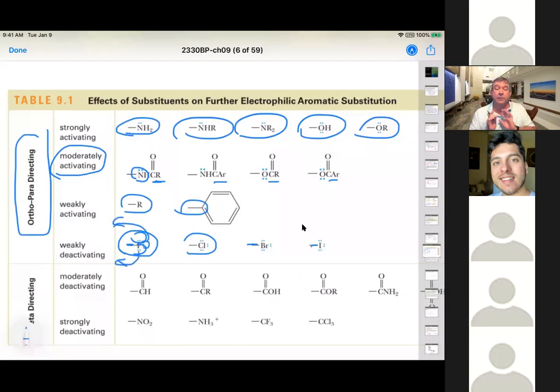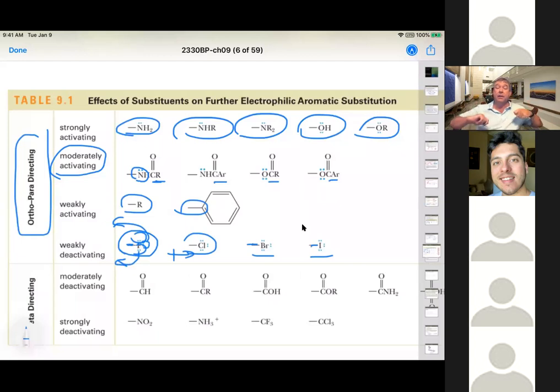Because it has lone pairs, okay? All these have lone pairs, and so the lone pairs are telling you ortho-para direction. Although, because they're electronegative atoms, they're pulling some electron density out, so they're deactivating, but they're ortho-para directors.